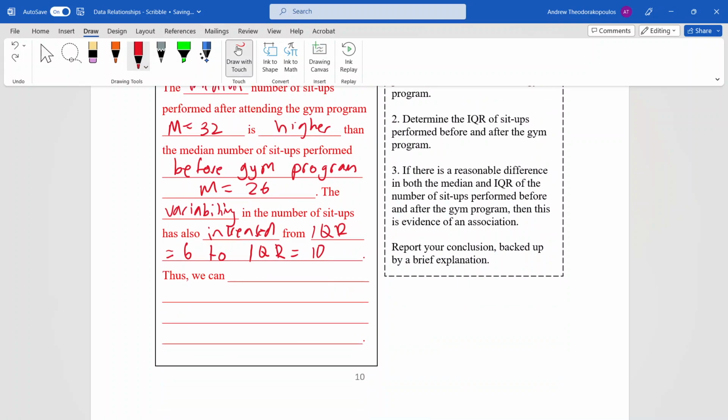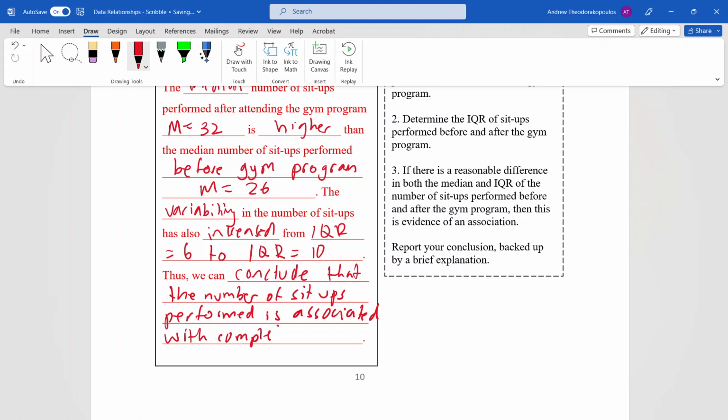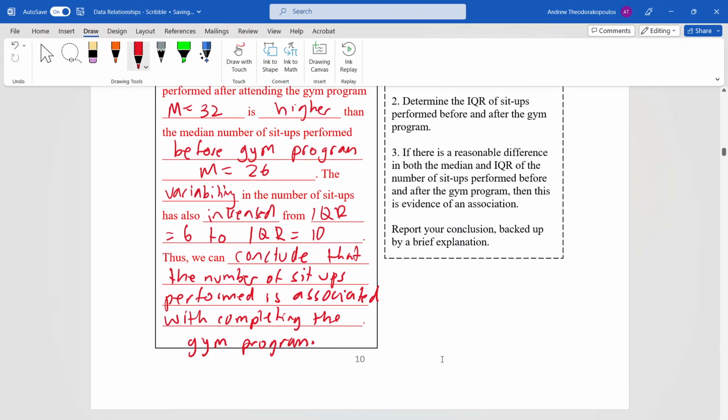Thus, the whole point of this, we can conclude that the number of sit-ups performed is associated with completing the gym program. Okay, so in the end, with this gym program, these people can now do more sit-ups.